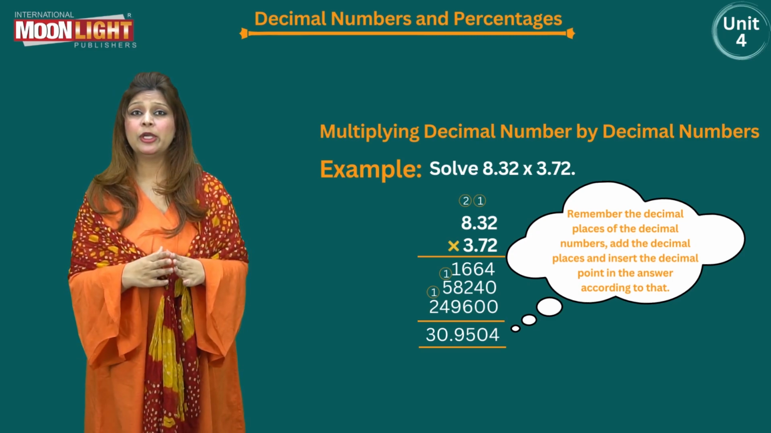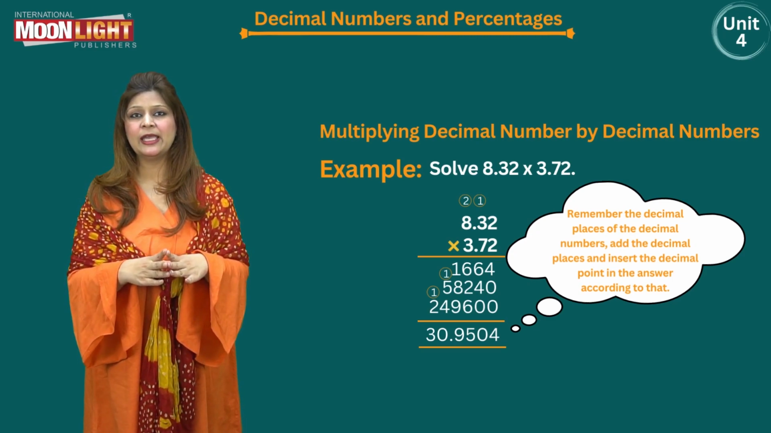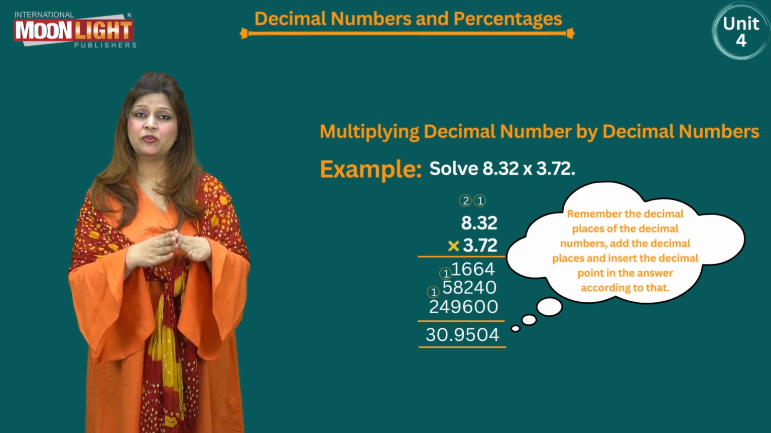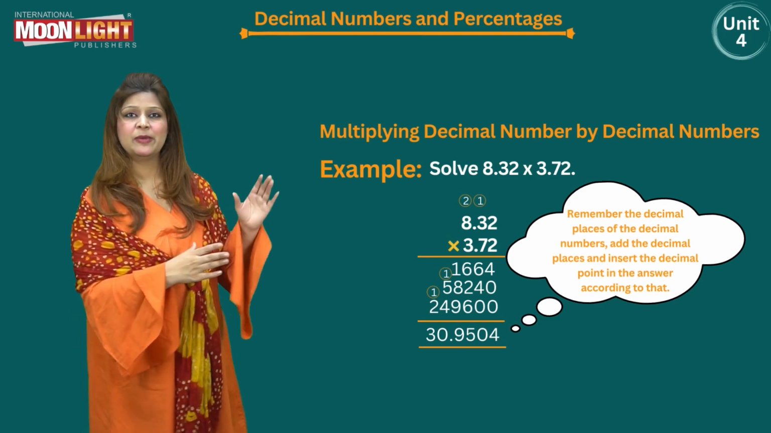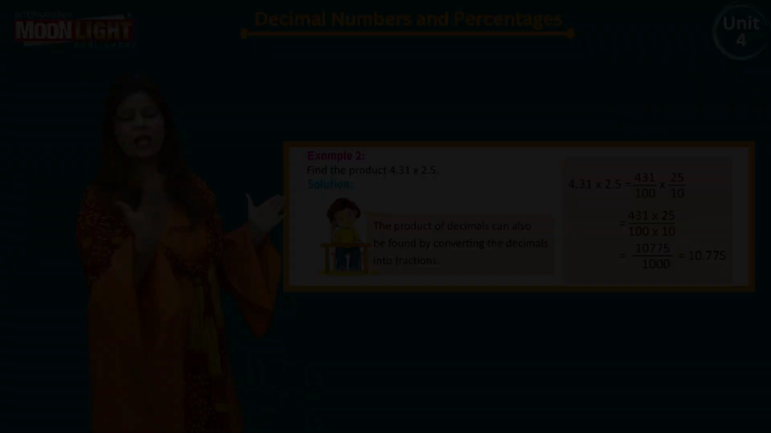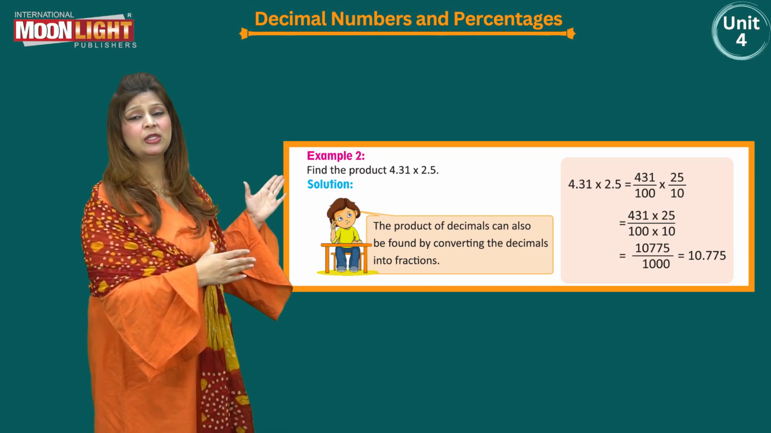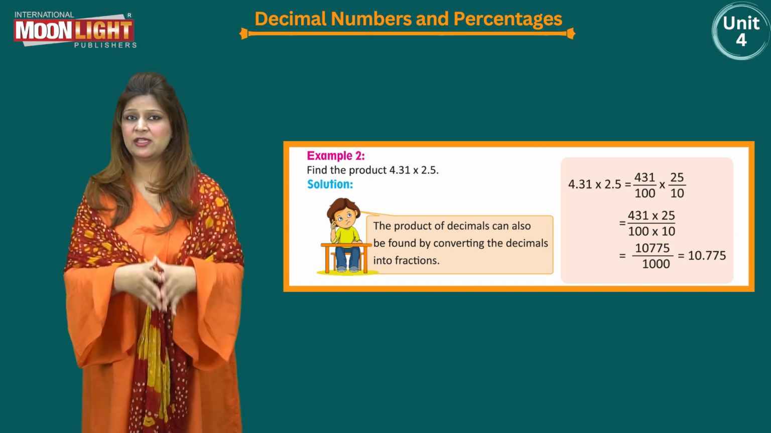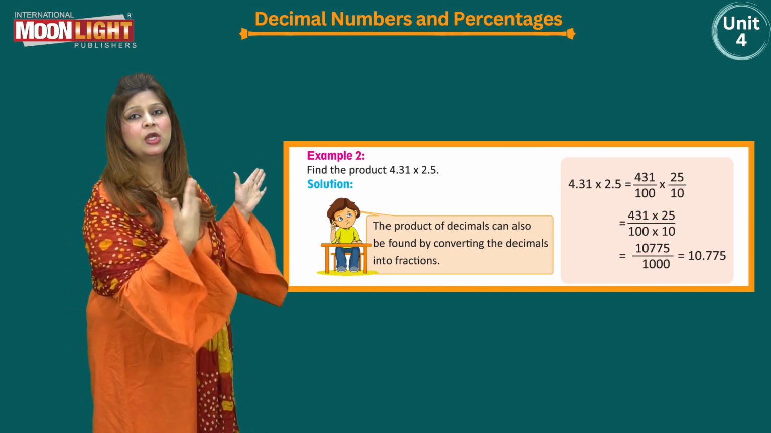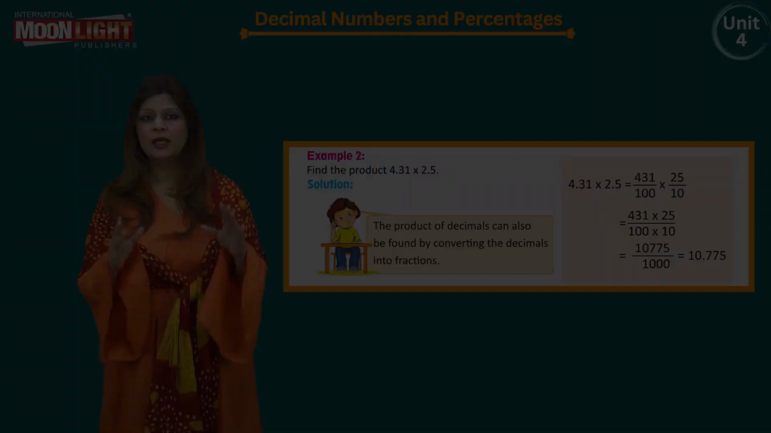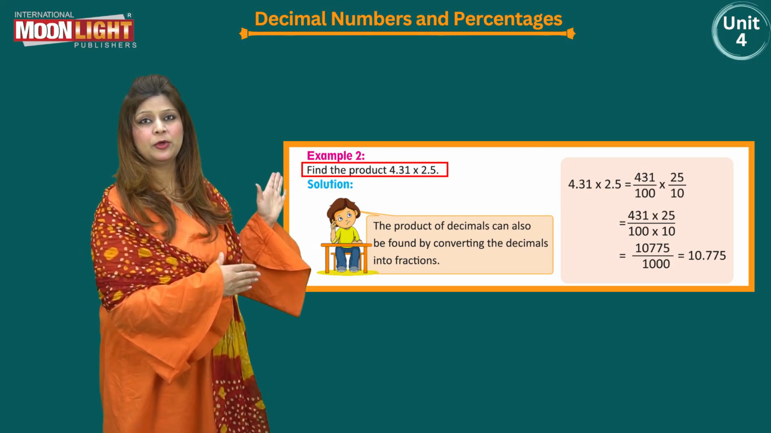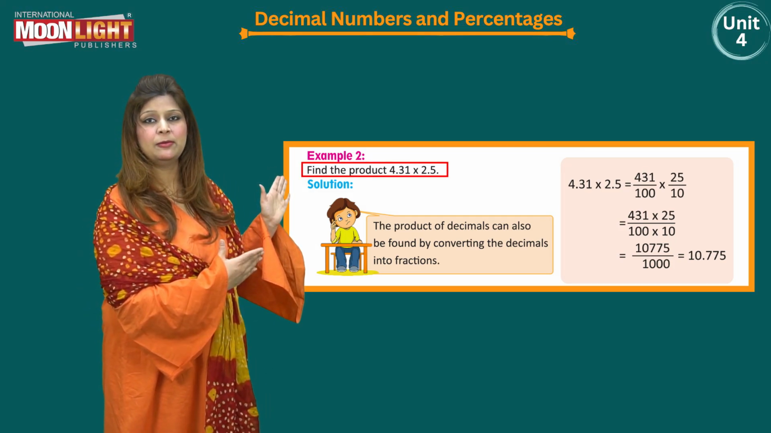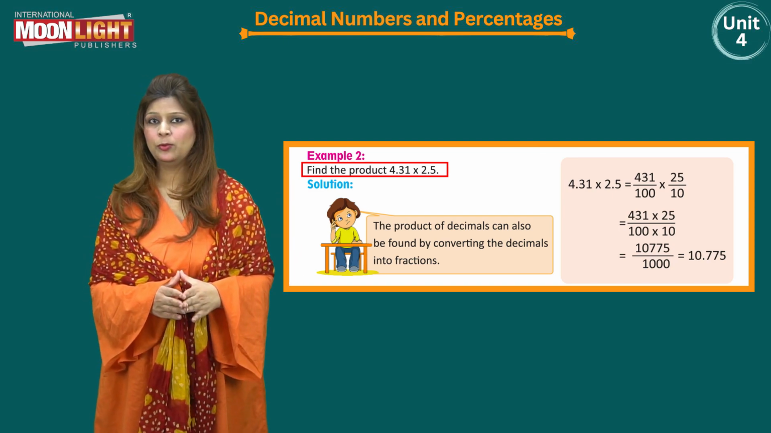So now I'm going to solve one question for you guys, and that question from which method? Not by this multiplication, long method. I am going to convert the decimal numbers into fractions. For that sake, let's check this example out. This one example. What is the example? Here the question is, find the product of 4.31 multiplied by 2.5.